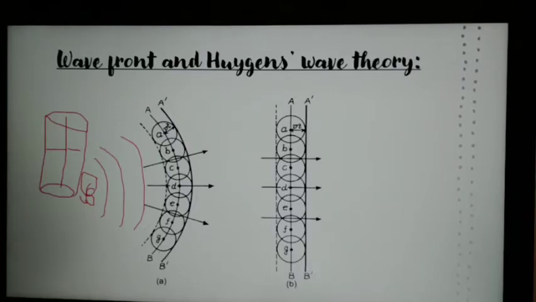There are different points A, B, C, D, E, F, G on that wavefront, and this AB you can consider as a primary wavefront. From this primary wavefront, each point can act as another source. What is the property of a source? From a source, light wavefronts can be generated.